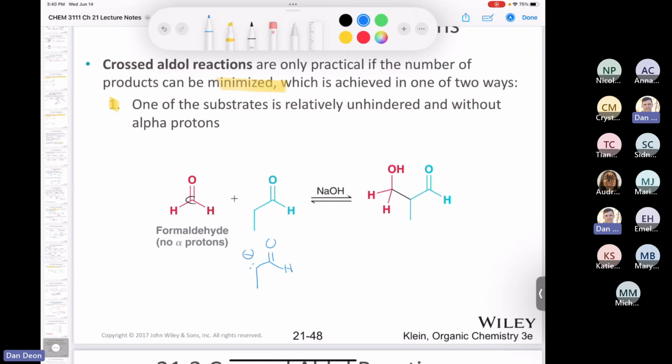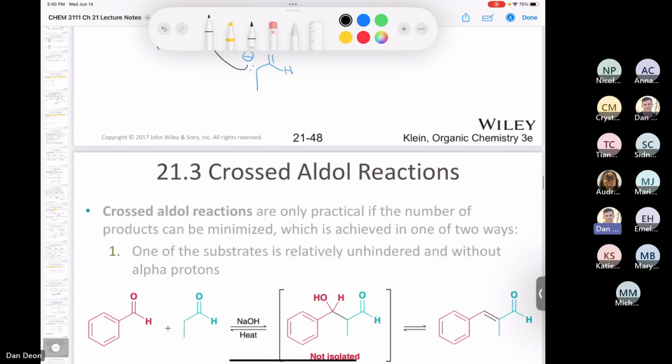So if you form that enolate, then it can do a nucleophilic attack on here, and then you can form this aldol. Now, if you're wondering why the other thing doesn't happen, I suppose it could happen, but this is going to happen preferentially because formaldehyde is less sterically hindered. So that nucleophilic attack is going to happen first. So that's one way to do it.